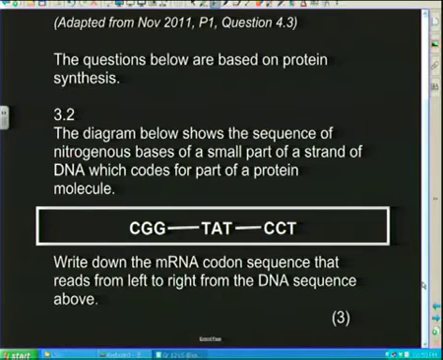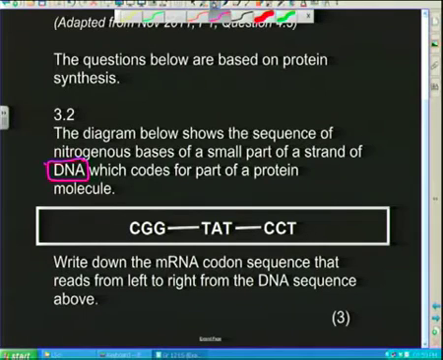The diagram below shows a sequence of nitrogenous bases of a small strand of DNA. All right, there we go, DNA. They've told you that it's DNA, which codes for parts of a protein molecule. Write down the mRNA codon sequence that reads from the left, all right, from the left to the right. So you must go from here to there. Now, it is DNA. They want the RNA code.